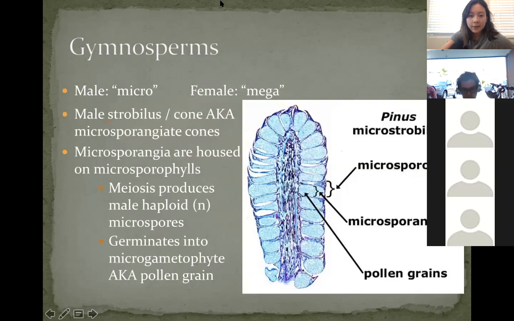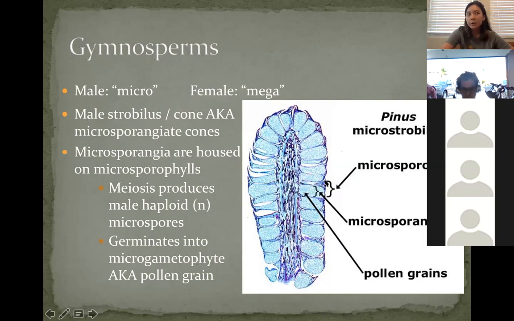Okay, so now we're gonna go over the male cones. So remember that the prefix micro is referring to the male, and then the prefix mega is referring to the female. So this is what the male strobili or microsporangiate cone looks like under a microscope. I have a better picture of it in the next slide that's a little bit more zoomed in, but I just like the diagram here.